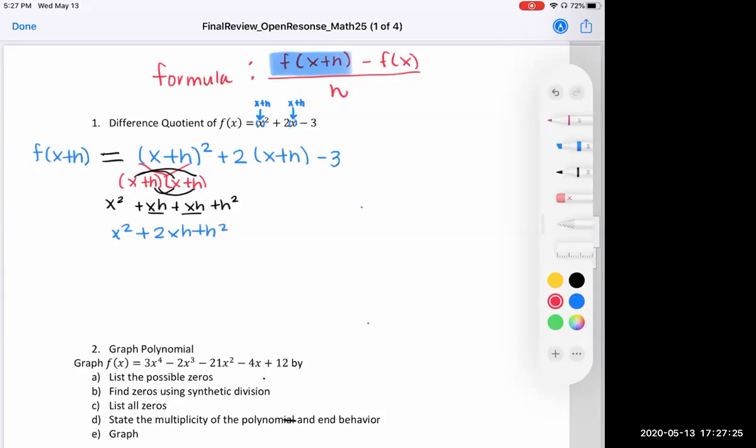And then in our next term, I'm left to distribute that 2. So I have plus 2x plus 2h minus 3. That's our first part. So if you've done this much, you got half credit. You did the f of x plus h. And I'm happy we did that much, because that's the hard part. If you got this right, you're in good shape. All right, let's finish it off.